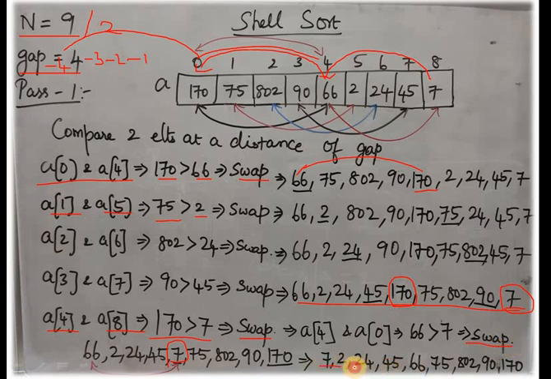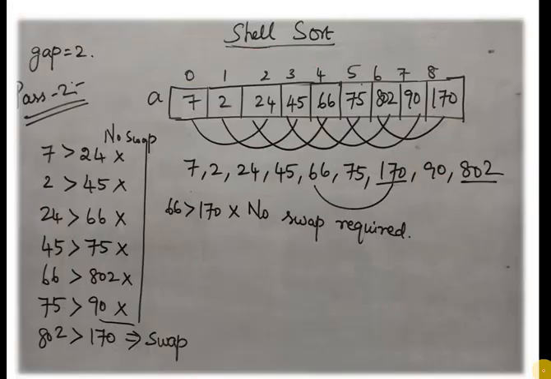So 7, 2, 24, 45, 66, 75, 802, 90 and 170. So this is the list after pass 1 with a gap of 4. In the next pass you have to calculate the gap again, initialize the gap again. So gap is gap by 2. In the last pass gap is 4, so 4 by 2. So now the new interval is 2.